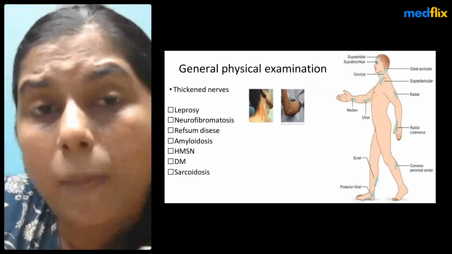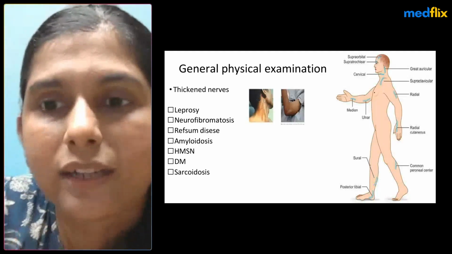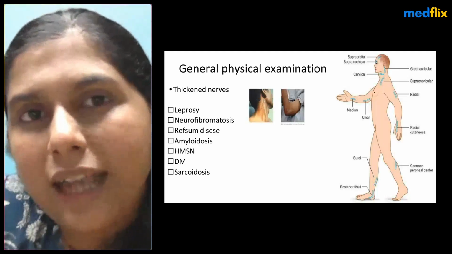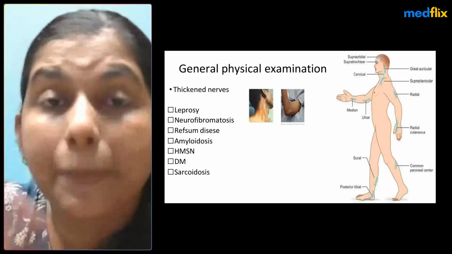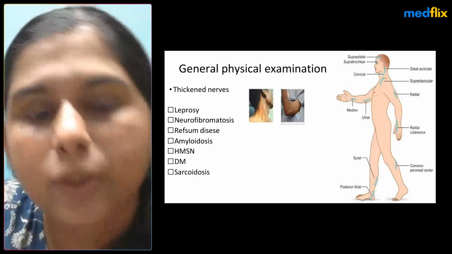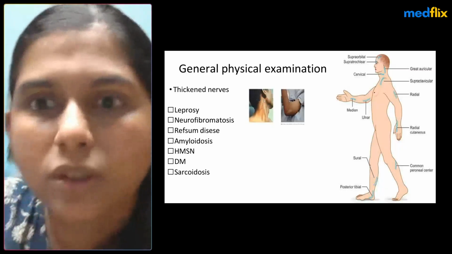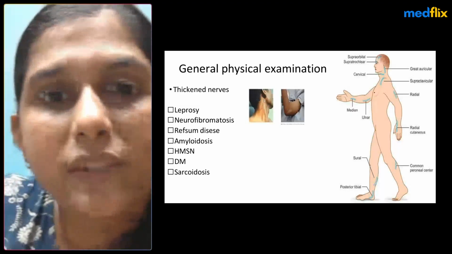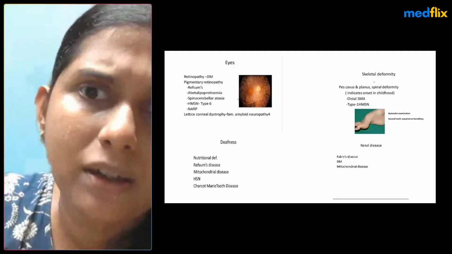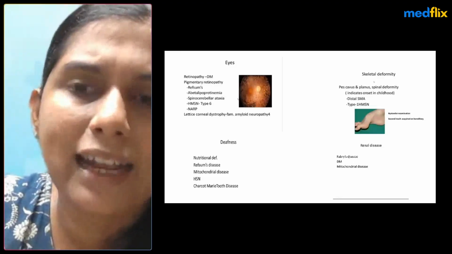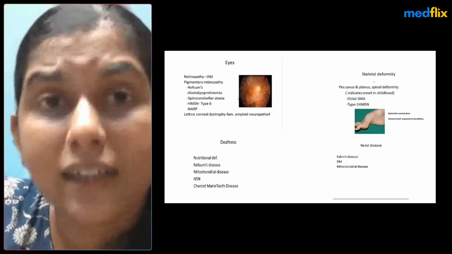Now, during a general physical examination, not examining for thicker nerves is basically not acceptable, because this gives us a very important diagnostic clue. So thicker nerves are basically seen in leprosy. Localized thicker nerve can be seen in neurofibromatosis, Refsum's disease, amyloidosis, HMSN, diabetes, sarcoid, and very important, I'm sorry it's not mentioned here, that's CIDP, where you see thicker nerves. So this is again a reiteration to the point that with skeletal deformities, do think of the possibility of underlying inherited neuropathies.